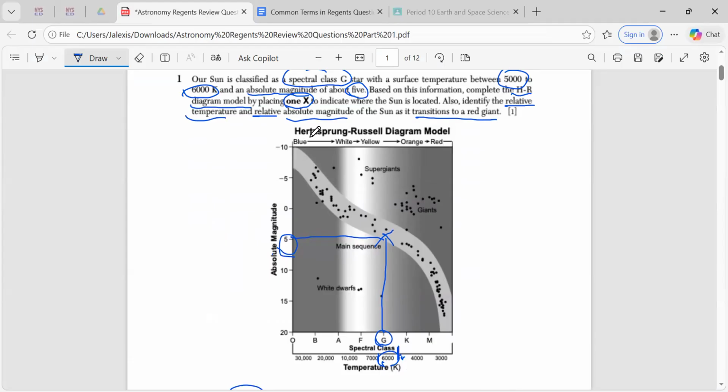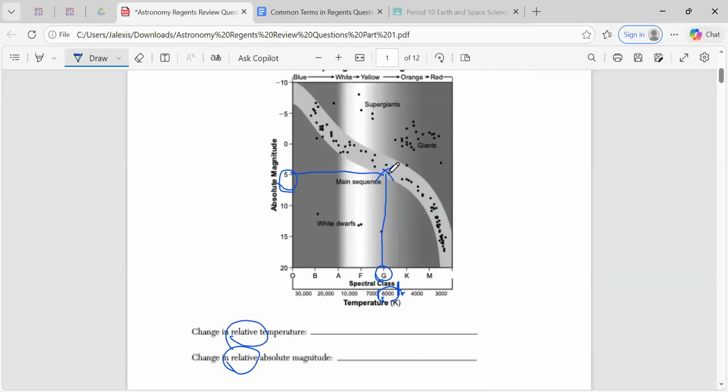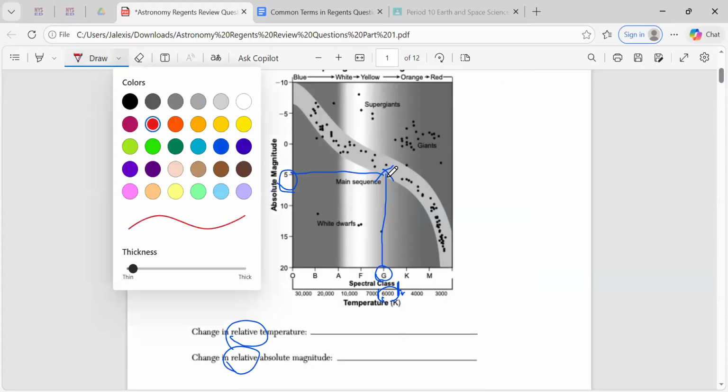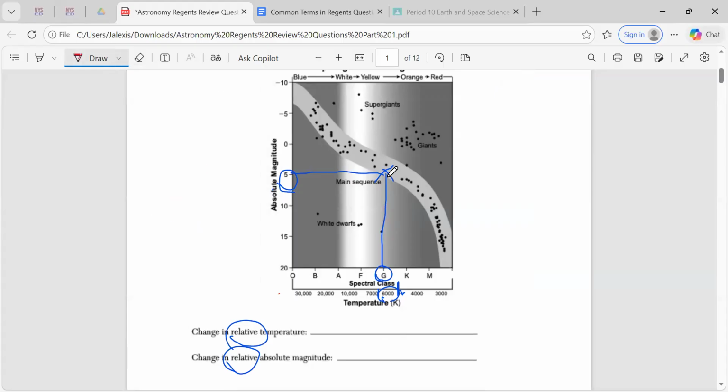Now what am I comparing? It says to compare when the sun transitions to a red giant. So the sun right now is a main sequence star, and we know that eventually, when it runs out of hydrogen and helium, it will turn into a red giant. That means it would be in this area. The blue represents where the sun is right now. The red area represents where the sun will transition to.